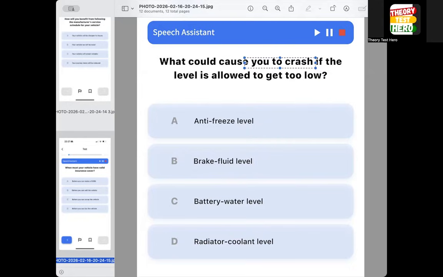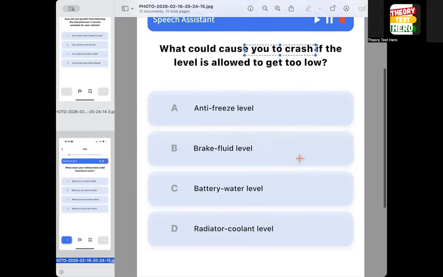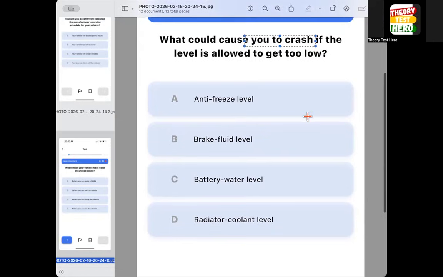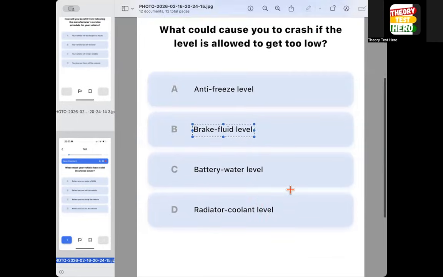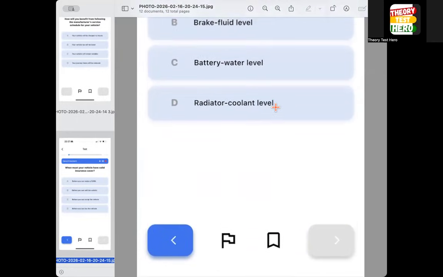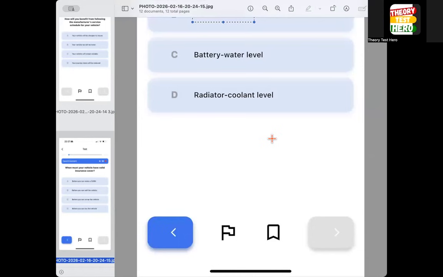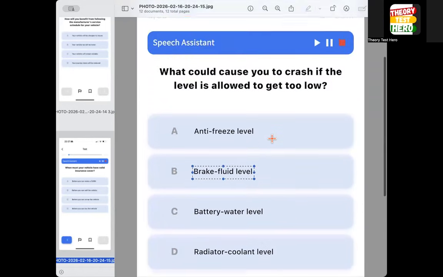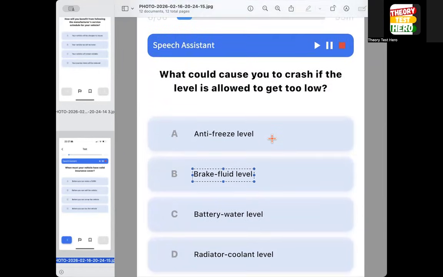Okay, does that make a bit more sense? Because all the other liquids, you shouldn't let them get low, but if you do, they're not going to cause you to crash. But the brake fluid one is super important because that affects how your brakes work. Okay, so hopefully that makes sense for you guys. Okay, so that's the end of that one. Any questions with those ones?